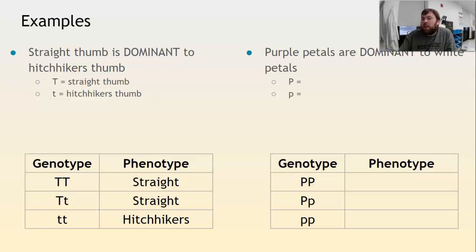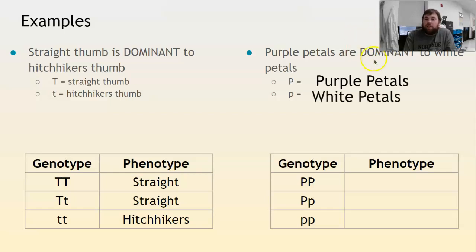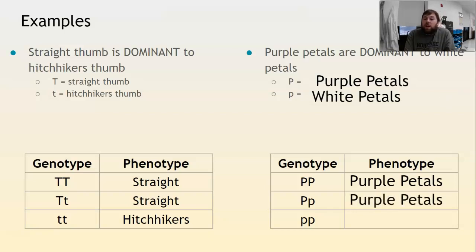Let's do this one real quickly together to cement in our minds. We have a capital P and a lowercase p. The purple petals are dominant to white petals, which means that a capital P is going to be the dominant allele, the purple petals. And the lowercase p is going to be the recessive allele, the white petals. That means, of course, that the capital P genotype has to be purple. If we have a capital P, lowercase p, the capital P is going to mask the recessive allele, and therefore that's still going to be purple. But in the case of two lowercase p's, we have white petals because neither of them is dominant.